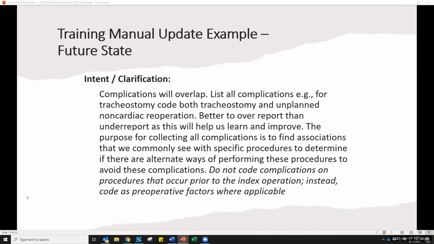All right, next slide. And so you can see here under complications, the intent and clarification. What already existed prior was complications will overlap, list these separately, and so on. And then down at the bottom in the italicized text, you can see I provided some more intent and clarification based on the question that was asked. Do not code complications on procedures that occur prior to the index operation, and instead code as pre-op factors where applicable. And so that's what everybody needs to see. And so next slide.